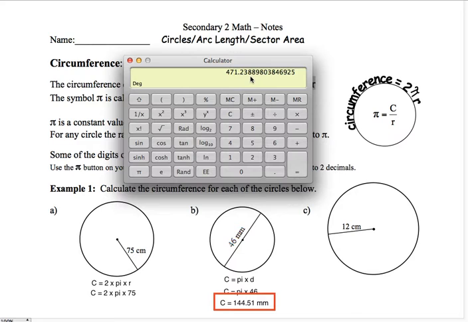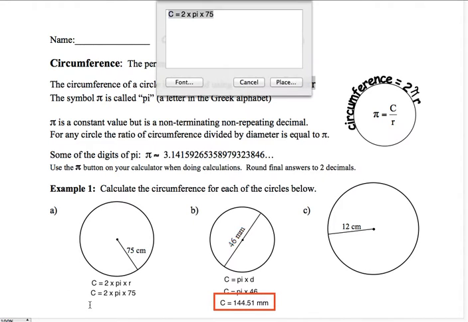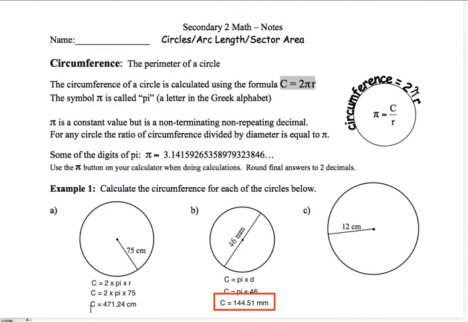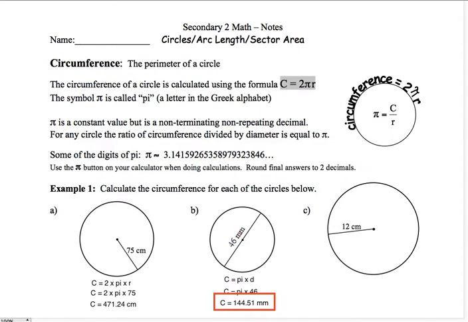471.238, and so on. Since it's 38, that means I have to round this to 471.24 centimeters is my diameter here. Sorry, my circumference here. So I can write that in right away. Circumference equals 471.24 centimeters. Let me just make sure I have that right. That is right. Good. That means that I can go in here and circle my answer safely, knowing that I got the right answer.